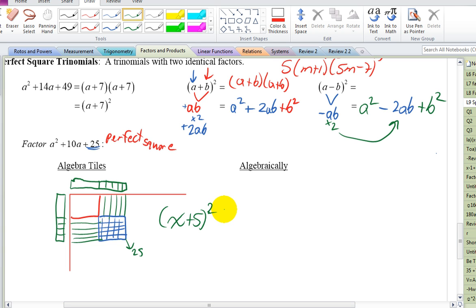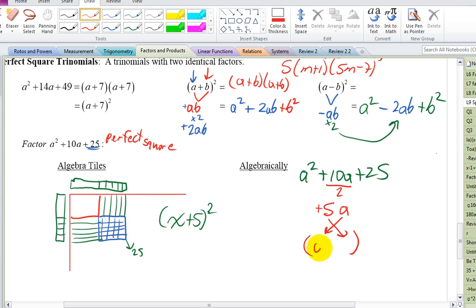So algebraically, a squared plus 10a plus 25. What's the first thing we have to do with the middle term? Divide by 2, so we get 5a. That's a plus 5. So now we crisscross them. a plus 5 all squared. Divide by 2, crisscross, you're done.